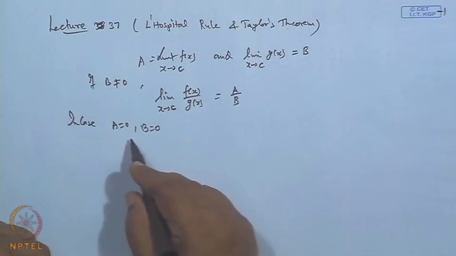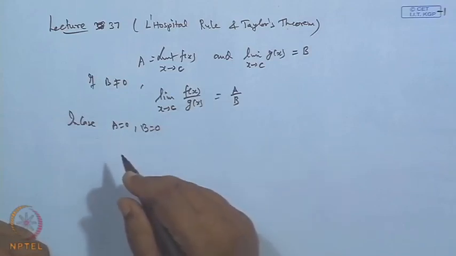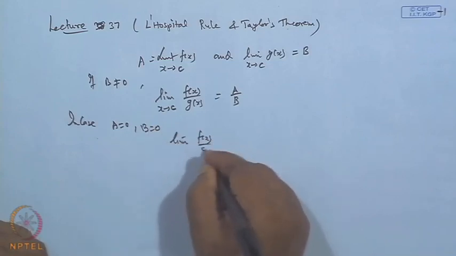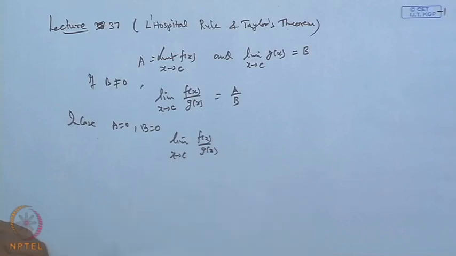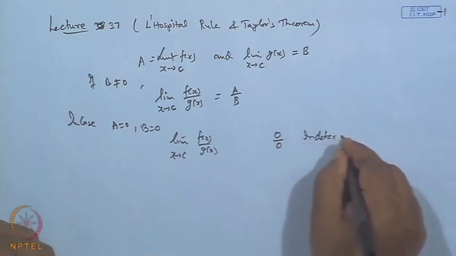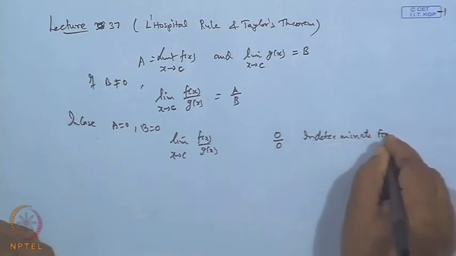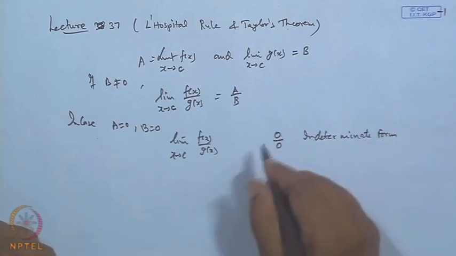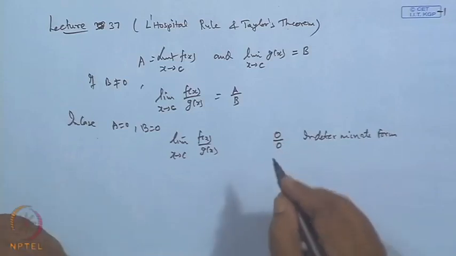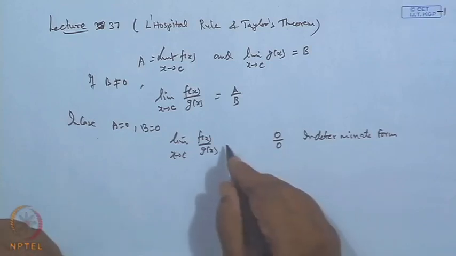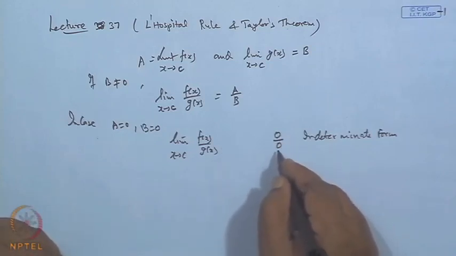Now, the case when a and b both have the limit value 0. When you consider the limit of the function f(x) over g(x) as x tends to c, it comes out to be 0 over 0 form, which is known as the indeterminate form. Why indeterminate? Because you cannot say the value is 1, or some finite number, or that the value does not exist. In fact, for 0 over 0, the limit may exist, or the limit may not exist.